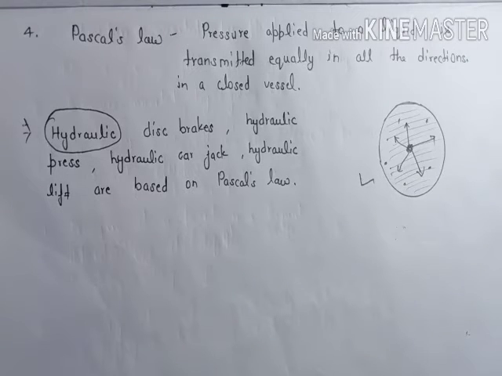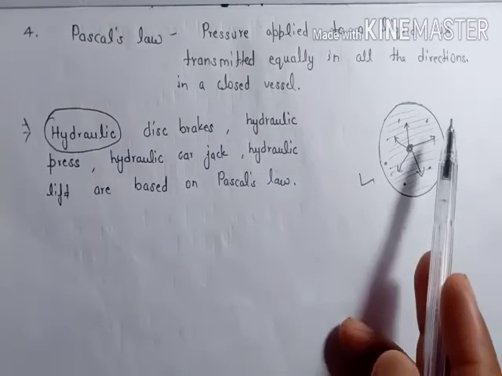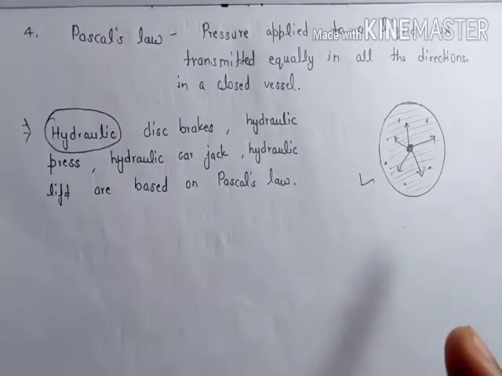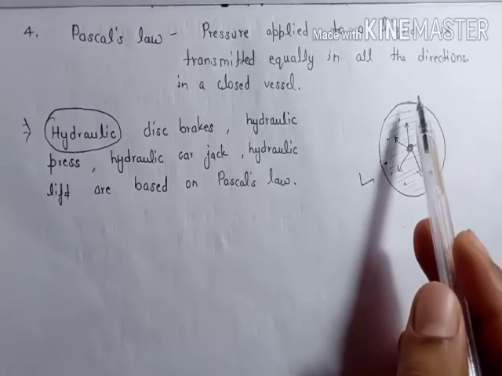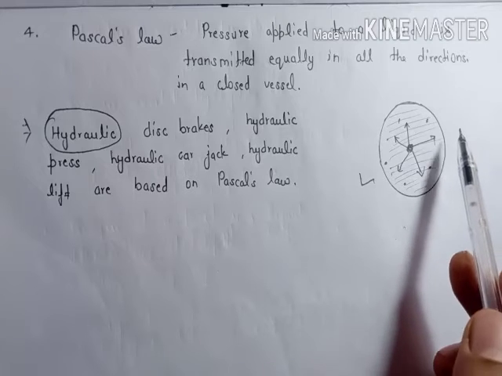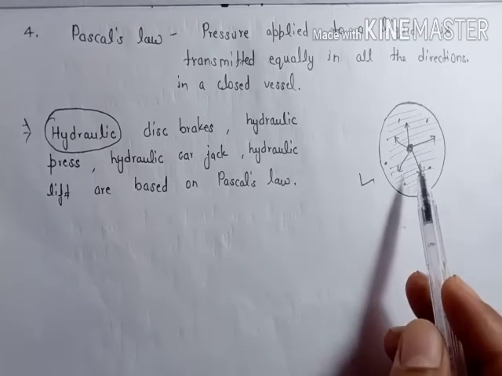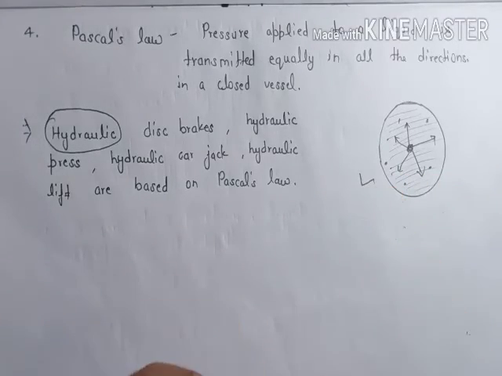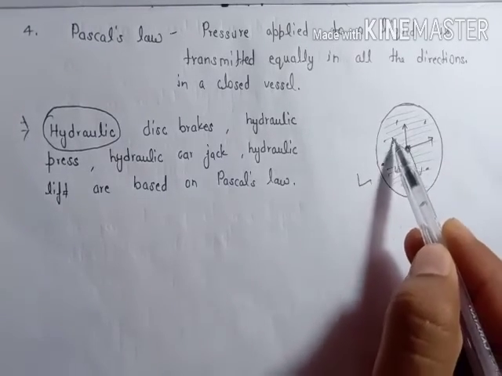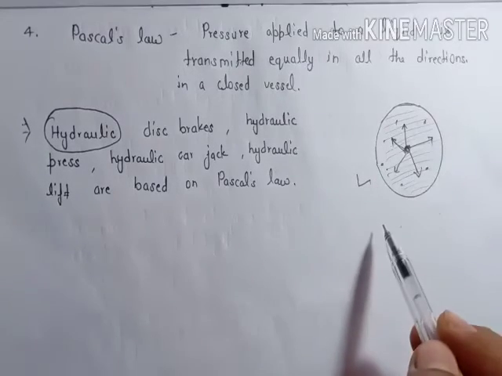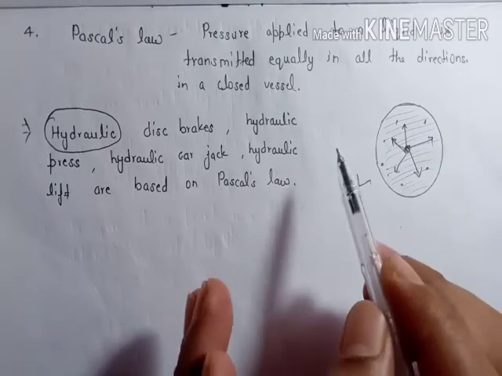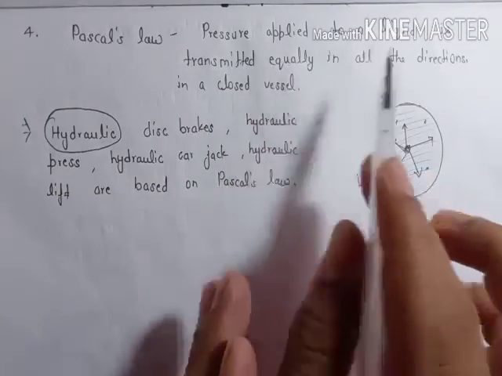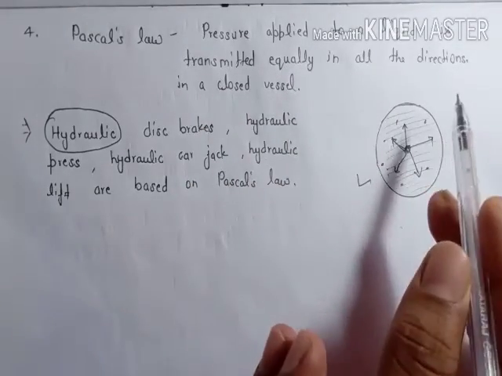And we have our fourth point, that is Pascal's law. According to Pascal's law, in a closed vessel, pressure applied to a liquid is transmitted equally in all the directions. This is a closed vessel, and consider this is a balloon. The balloon is tight, so it is closed. If we squeeze this balloon, pressure in this balloon is exerted in all the directions. And this is Pascal's law: pressure applied to a liquid is transmitted equally in all the directions.